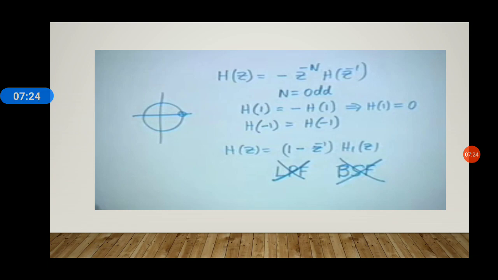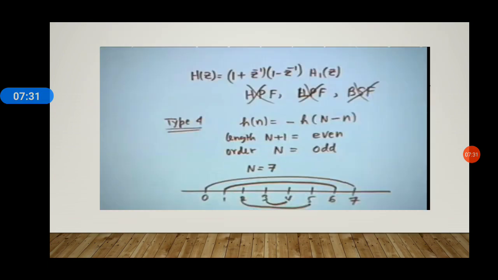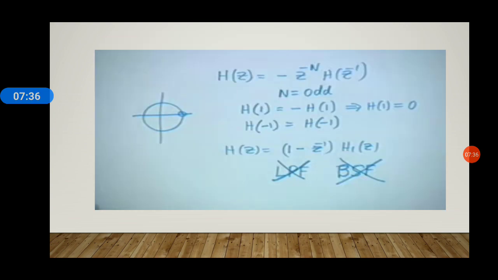Now here again H(z) is equal to minus of z to the power minus N H(z inverse), if we take z inverse of the antisymmetric property from where we started. So if N is odd, what we have is h(1) is equal to minus of h(1), that is h(1) is 0. So low pass filter is not possible, and if low pass filter is not possible, band stop filter won't be possible, that is we cannot design low pass filter and band stop filter using type 4 linear phase FIR filters.